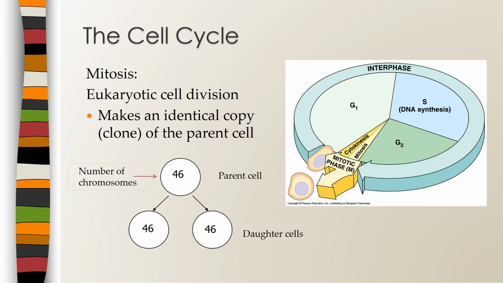Mitosis is just a small part of that, and during mitosis, all right, we have a parent cell that divides to make two identical copies or clones of the parent cell. So the number of chromosomes in the parent cell for a human is 46. And when it splits, we have two daughter cells that each have 46 chromosomes.